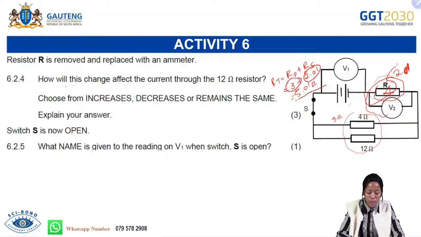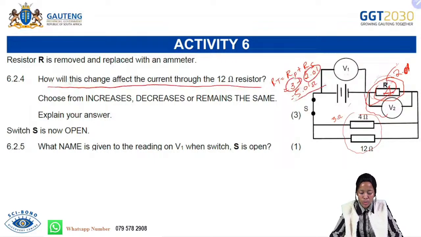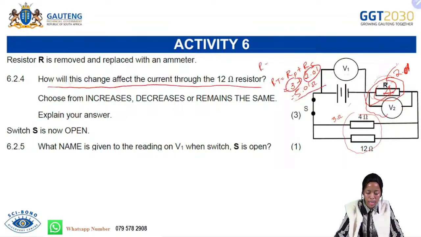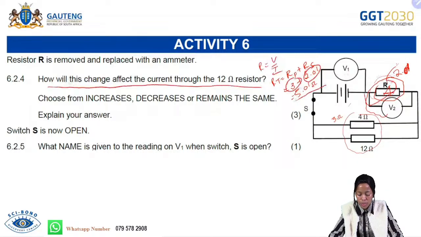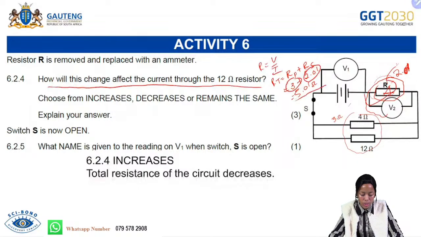So it says, if we remove resistor R, how will this change affect the current that is going to go through the 12 ohm resistor? Choose from increase, decrease, or remain the same, and then you must explain your answer. So we now have what? We are then going to explain this according to Ohm's law. Okay, so it says that the current is going to increase.